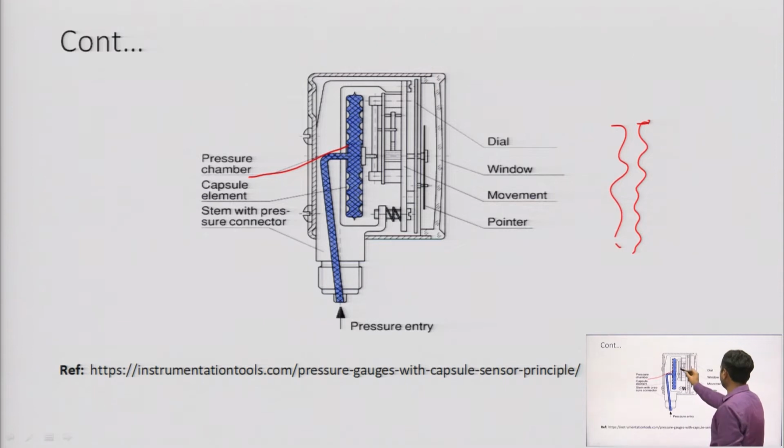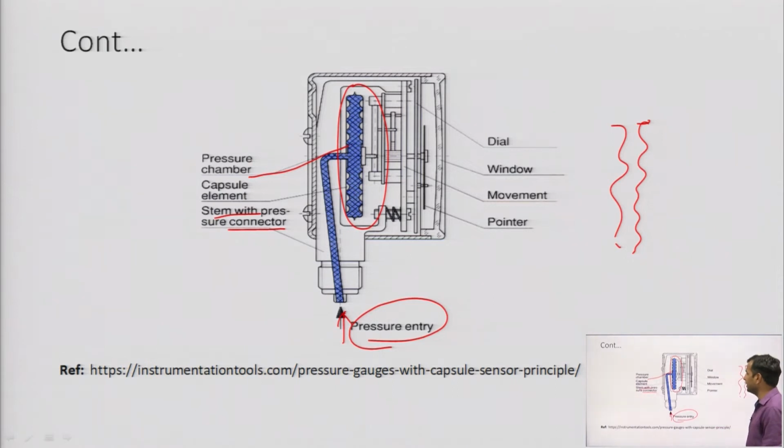Now in that diagram, you can see the encircled red part, which will be our capsule element. In the blue line, the pressure entry is from there, which will be the stem with pressure connector. So here you can see when pressure is applied from here, the capsule element will deflect because of the applied pressure.